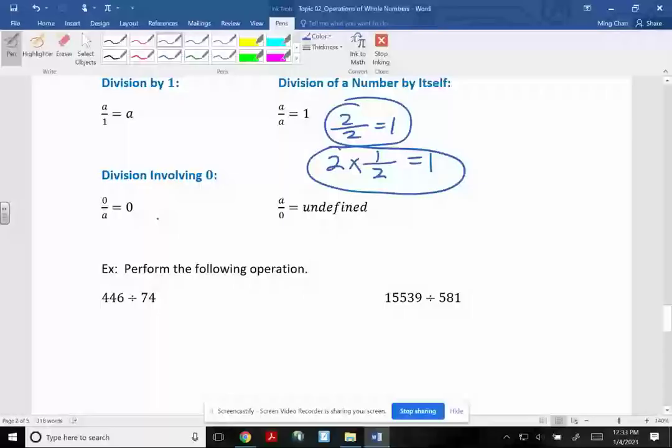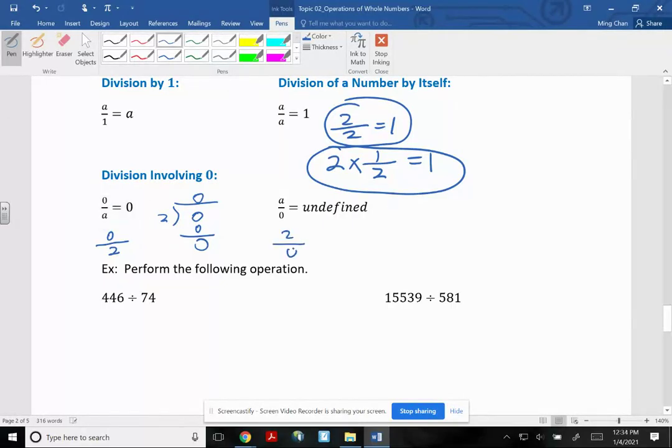0 divided by any number is 0. Very important that you understand. If I give you an example, 0 divided by 2, the dividend goes on the inside, the divisor goes on the outside. 2 times what number will be 0? The answer is 0. That's why 0 divided by any number is always 0.